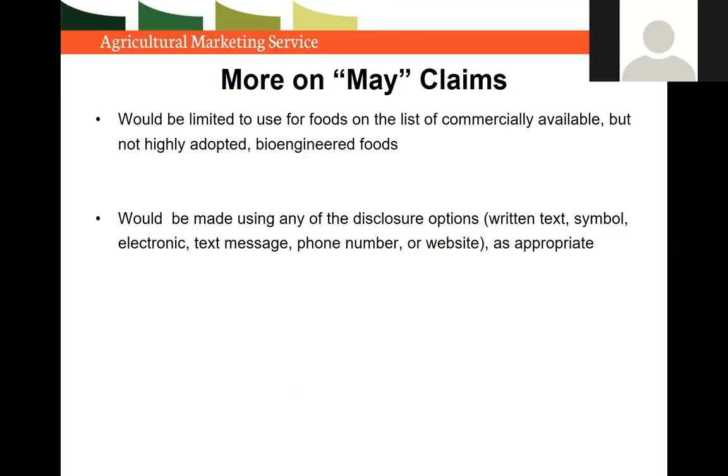Similarly, if using a may claim, you would only need to demonstrate that the food is on the non-highly adopted list. Other examples of when a may claim could be used is when a manufacturer sources bioengineered and non-bioengineered versions of the same food ingredient, or when a manufacturer switches sources for a certain ingredient but does not want to modify their labels.